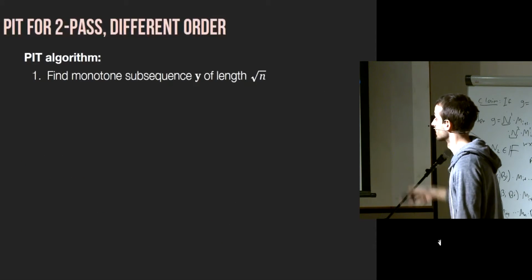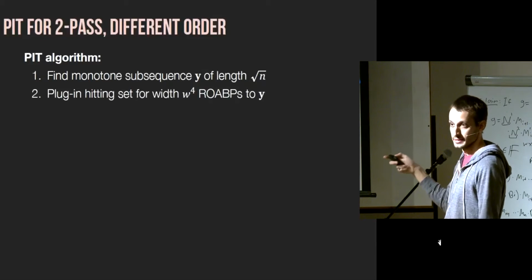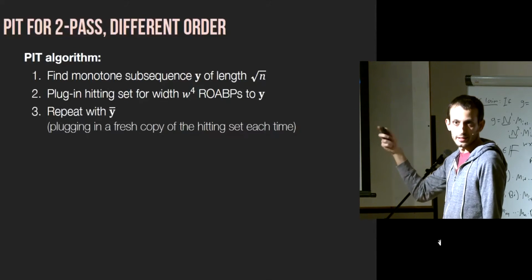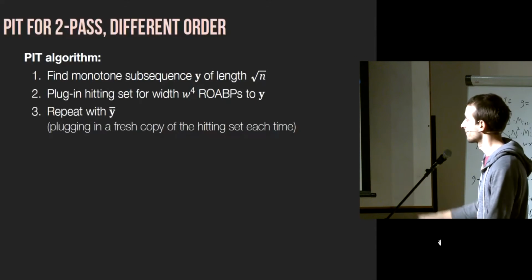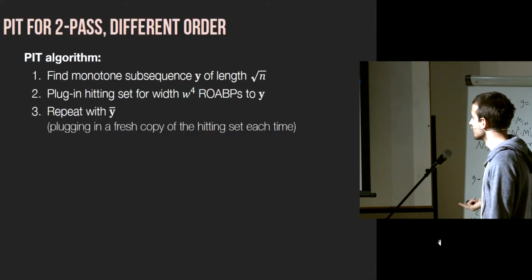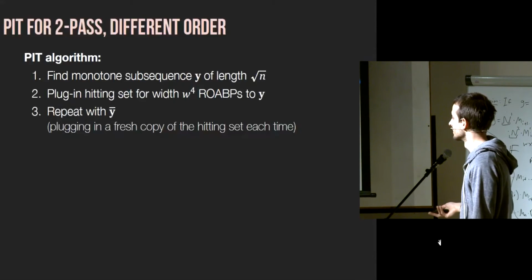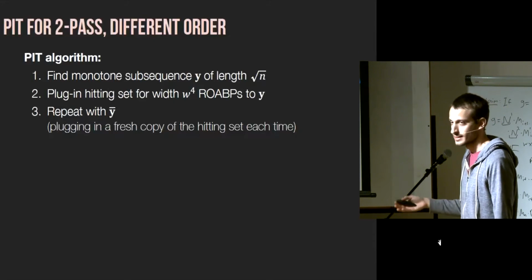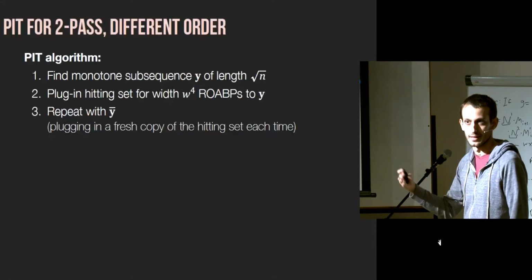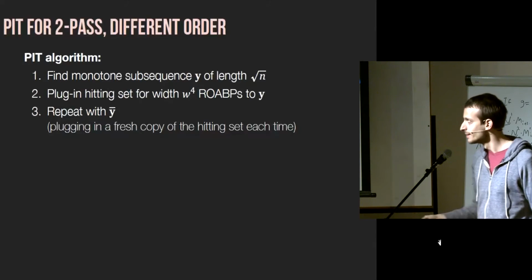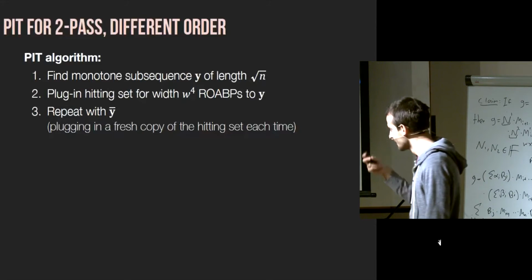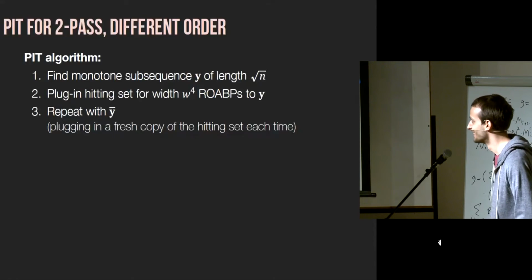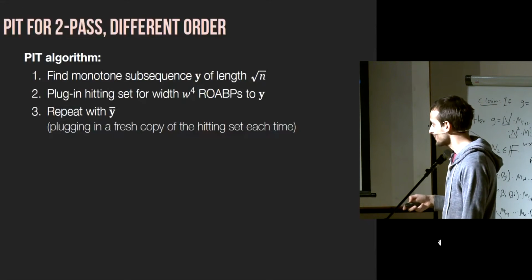You find the monotone subsequence, you plug in the hitting set to the variables of y, and now you just recurse with y complement, and each time you plug in a fresh copy of the hitting set. So this is somewhat of a, I want to say, technique. It's a technique because it was used once before, right? So when you use something 2 times, it becomes a technique. And when you use it next time, you get to call it a classical technique.